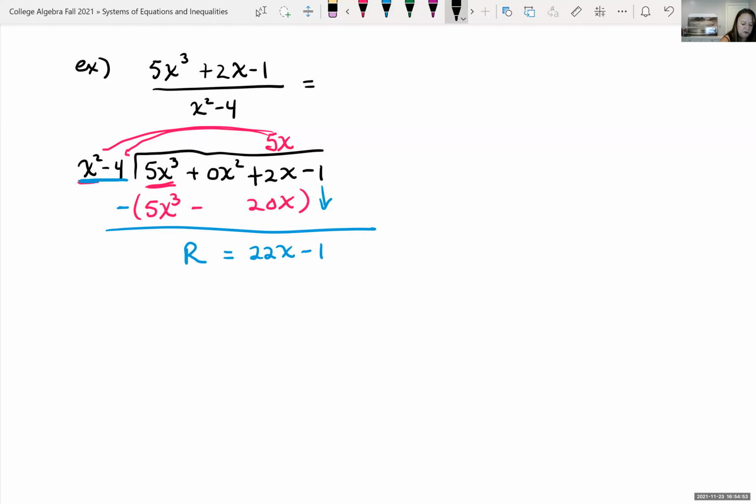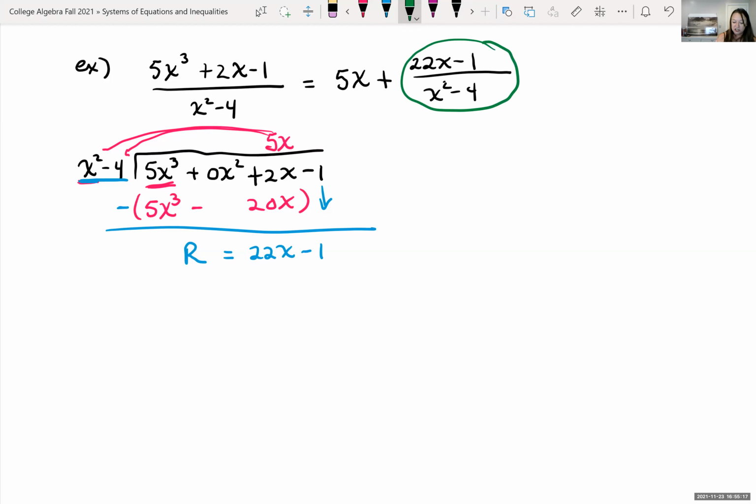So this is equal to the quotient, which is 5x, plus the remainder, 22x minus 1, all over the denominator, x squared minus 4. So when we do partial fraction decomposition, we're only doing the partial fraction decomposition on that fraction, that remainder over the divisor. When we rewrite out our answer, don't forget about this 5x plus in front of it.